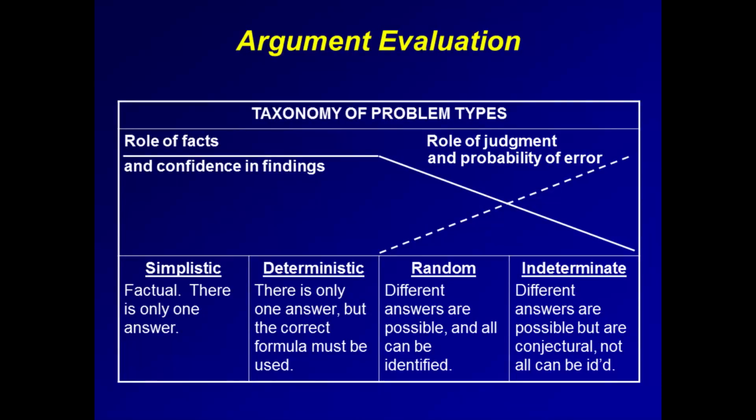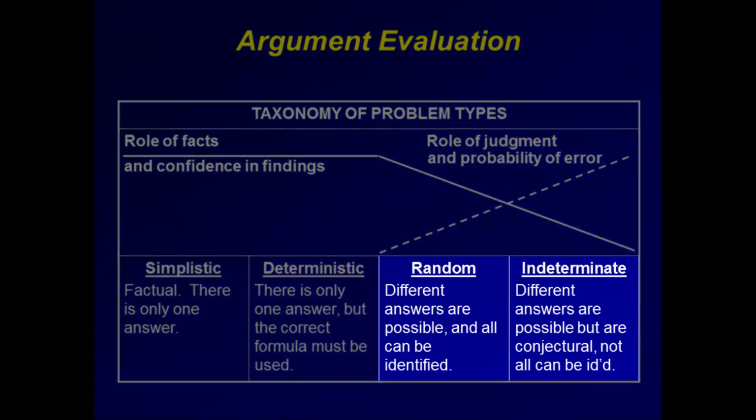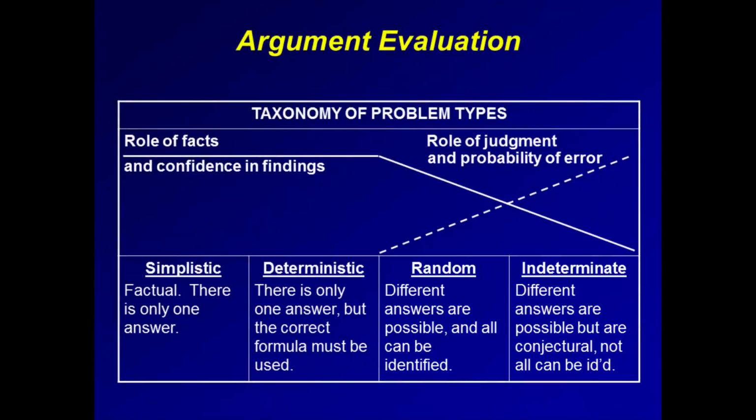The most difficult analytic problems are of the random and indeterminate type, where, because facts are scarce, our analytic product depends heavily on subjective judgments. For that reason, there can be no certainty when dealing with random or indeterminate problems. The moment our analysis moves from facts to judgment, we leave certainty behind and enter the area of estimates.